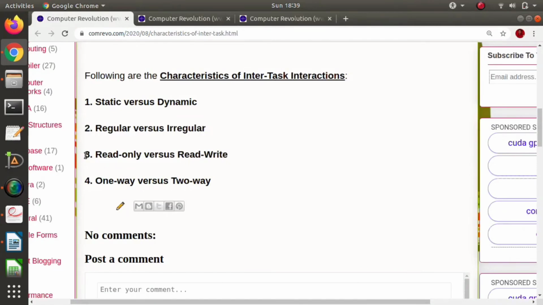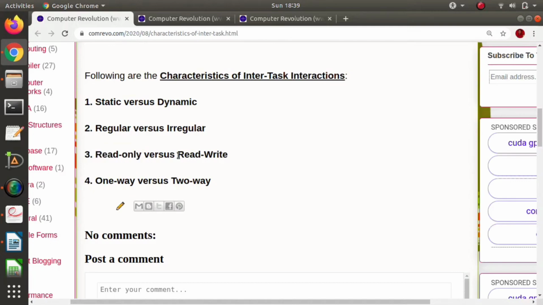Third characteristic of interaction is read-only versus read-write. From the name we'll come to know. When tasks are reading from the shared memory, from the common memory, and they are just reading the data, then it is called read-only interaction. Just they are reading from the shared memory, so that is called read-only interaction.